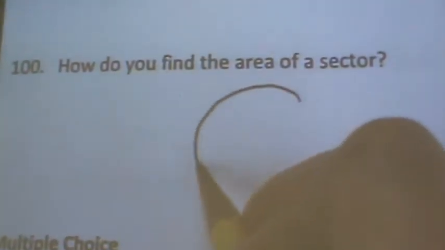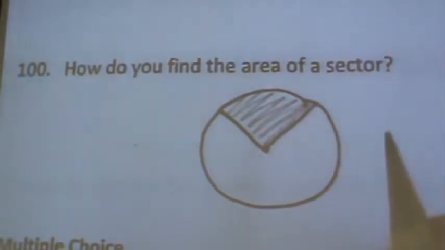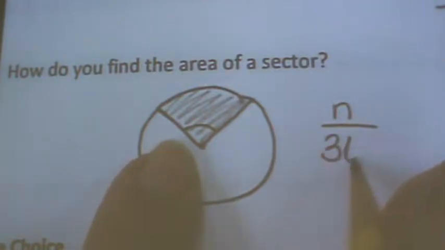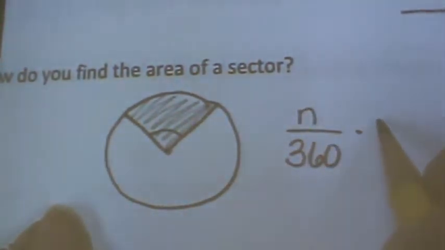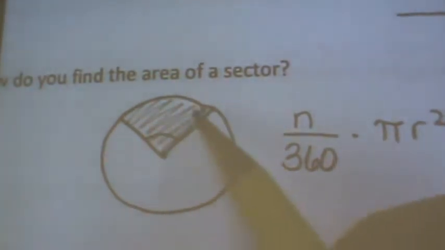Then, how do you find the area of a sector? So what does that even mean? So let's say you had a pizza, and you wanted to figure out how much pizza this person ate, what area this person ate. The formula is n is the central angle, so let's say this is a 35-degree angle right here, over a total of, a circle has 360 degrees. You multiply it by, what is the formula for area of the whole circle? Pi r squared. So that will give you the area of just that sector.